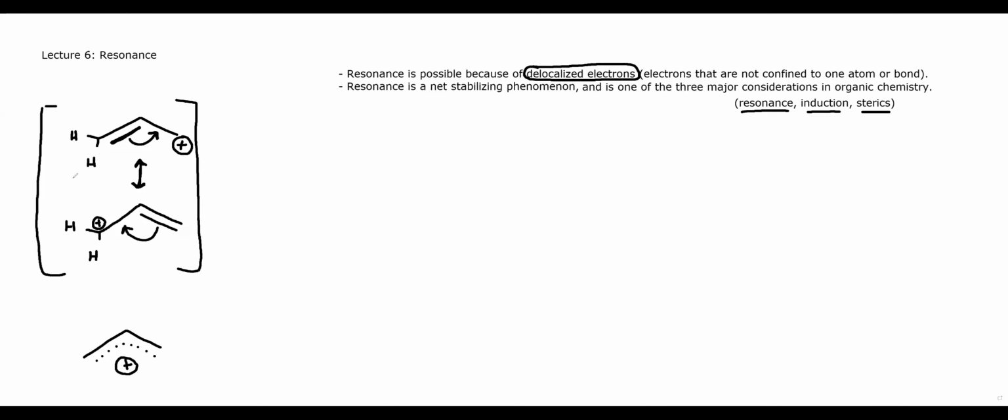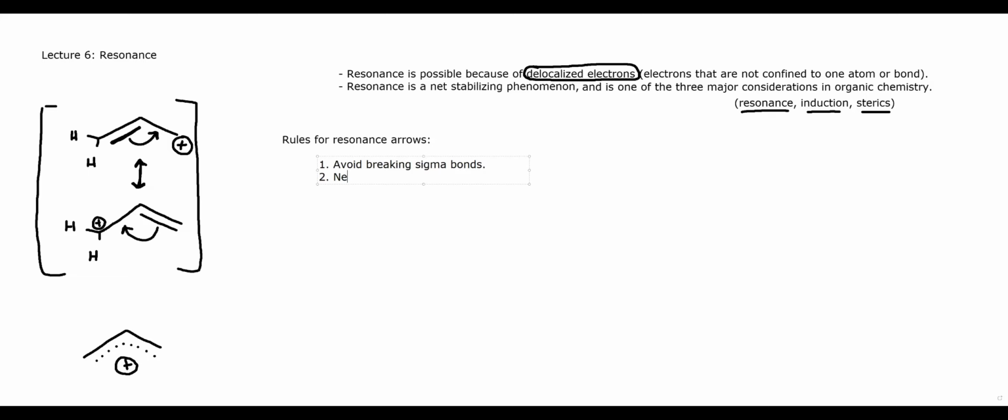Now let's draw a couple rules here for resonance arrows. Rules for resonance arrows. Let's start with 1. We want to avoid breaking sigma bonds. So when we're considering resonance, it's typically the movement of pi bonds or p electrons. So we're not touching the single bonds of the system.